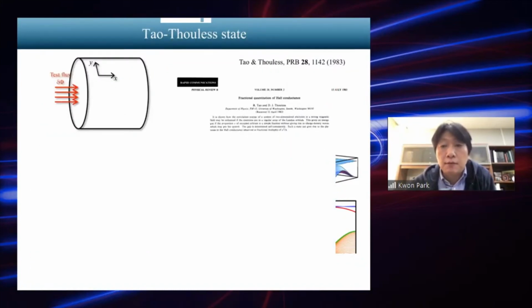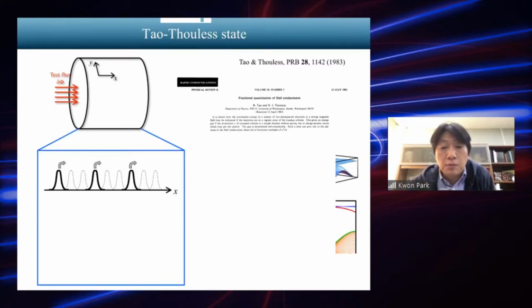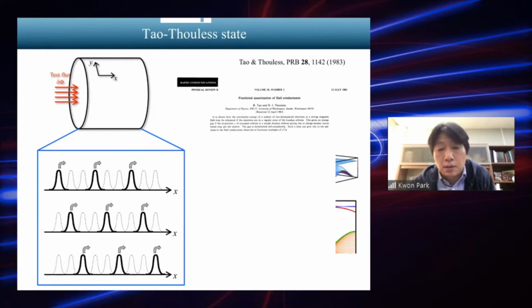So now this gives you an idea of the Tao-Thouless state. Tao and Thouless wondered how you can have fractional quantization, because the number is a unity. To have fractional quantization, one has to have a triple degeneracy of the ground state, which is given by these three states. And actually, there is this ribbon enlarged along the x direction.